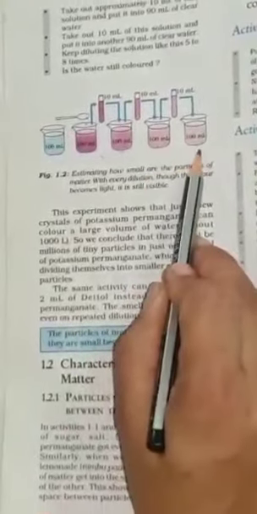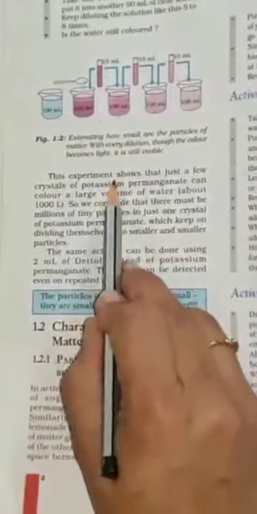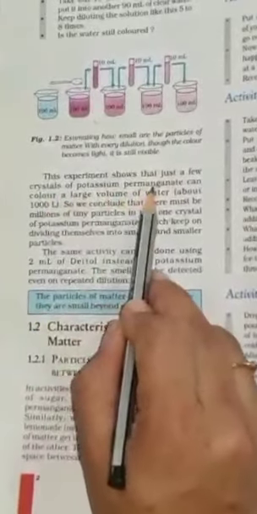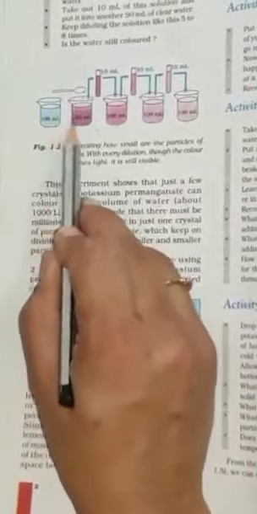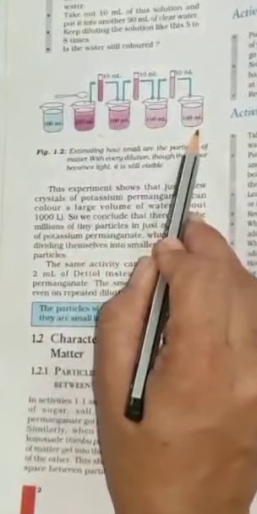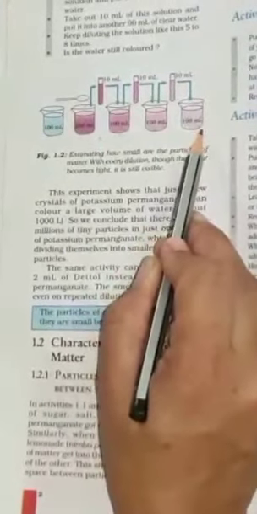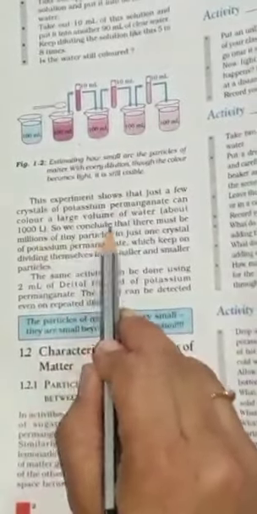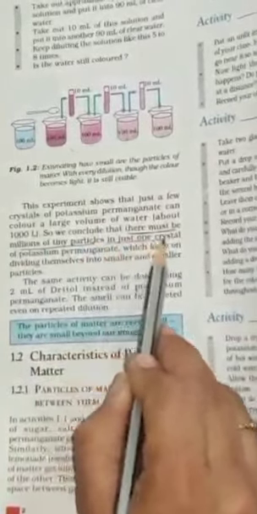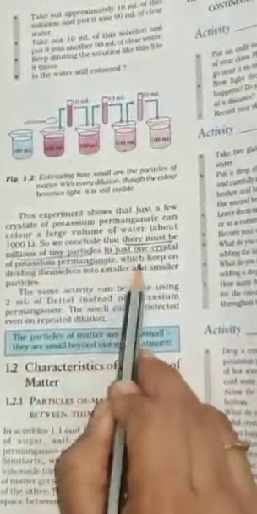So what does this experiment show? This experiment shows that just a few crystals of potassium permanganate can color a large volume of water, about 1000 liter. You can see here, you have taken 1, 2, 3, 4, 5. This is 500 milliliter of water. The color has become fainter and fainter with each dilution. So as you keep on doing it number of times, the color will become very faint. We conclude that there must be millions of tiny particles in just one crystal of potassium permanganate, which keep on dividing themselves into smaller and smaller particles.